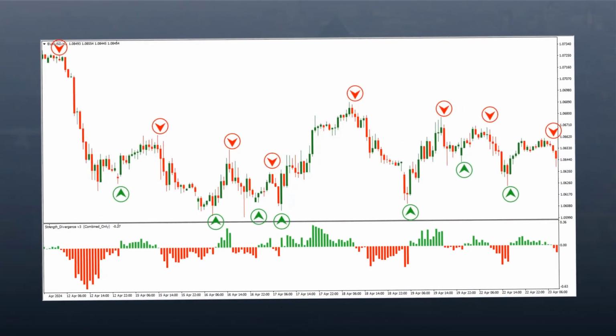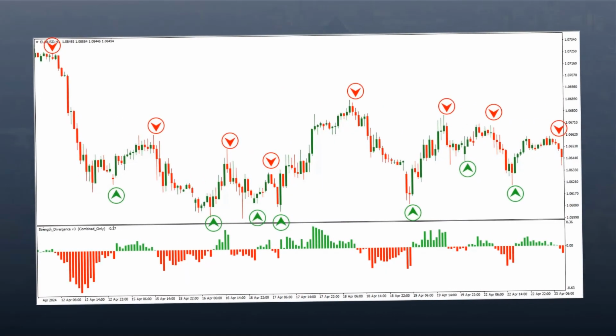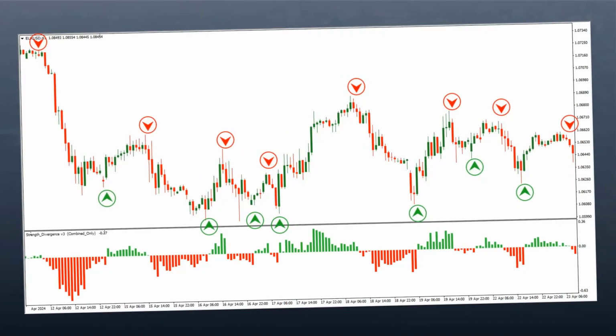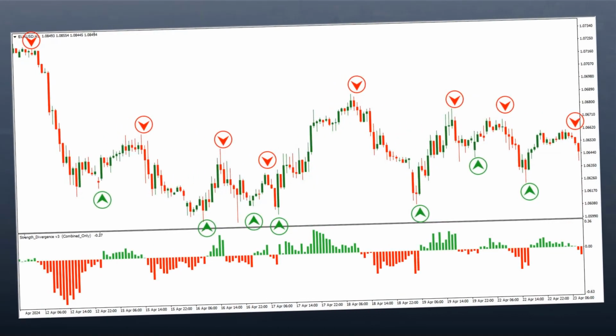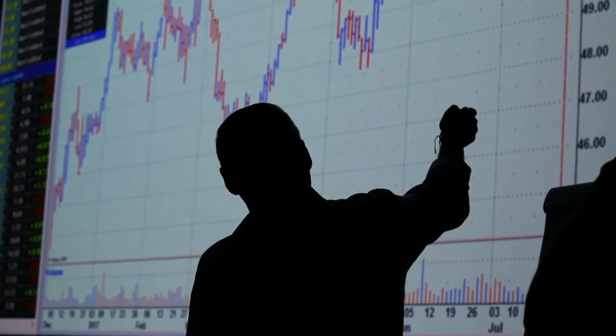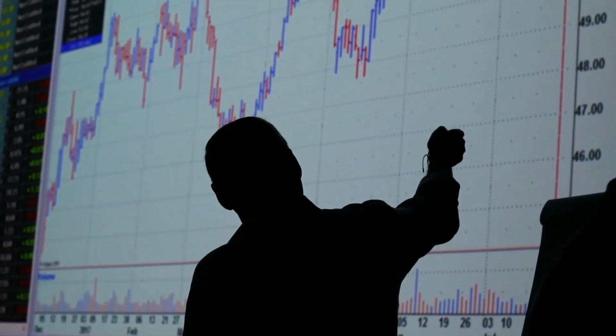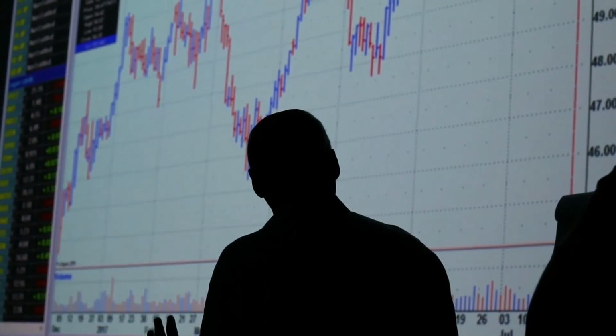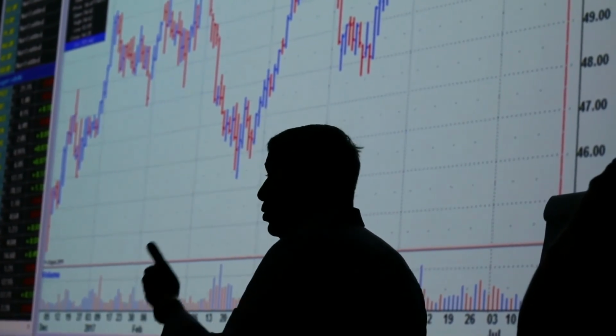There are different ways to use it, but for this system, we use it in the simplest way and just buy when it changes to green and sell when it changes to red for the entry. Now, I'm going to come back to the entry in a moment because there's a very important factor that you won't understand until we've looked at the rest of the system, especially the time frame to trade. So keep watching and I'll come back to this and give more detail.